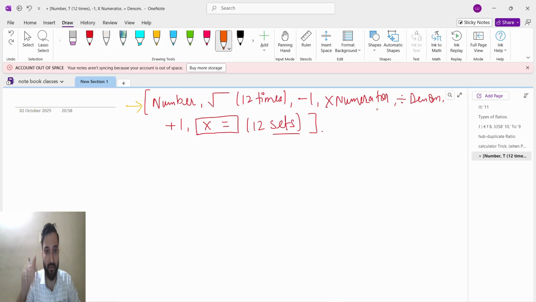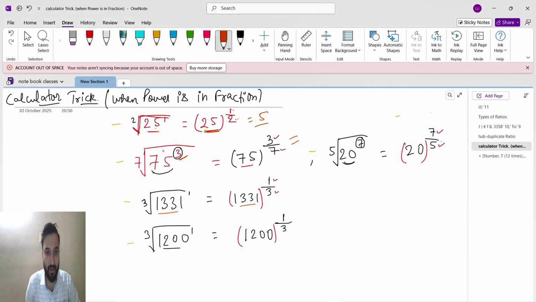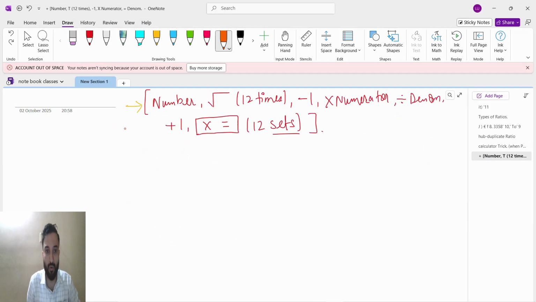When the power is a fraction, like this, you have to convert it into this form, and then use the same method for all. So first we will press the number. Number is 75. First we will press 75 in the calculator. Then square root button 12 times.